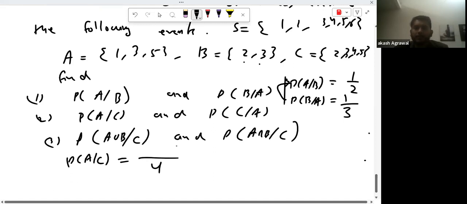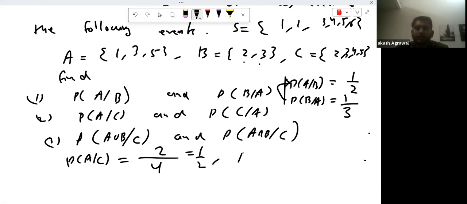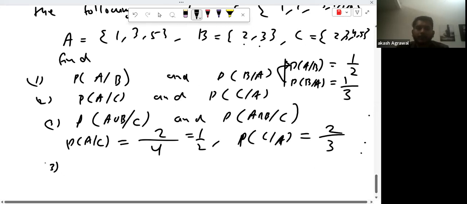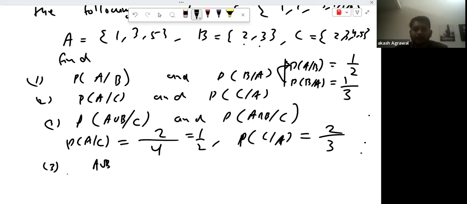Okay, C में नीचे 4 है, common is 5 and 3, 2. So 1 by 2. Okay. P of C given A, A में नीचे 3 है, common is 2, so 2 by 3. Okay. Third one also? Third one I'm doing, sir. Okay.